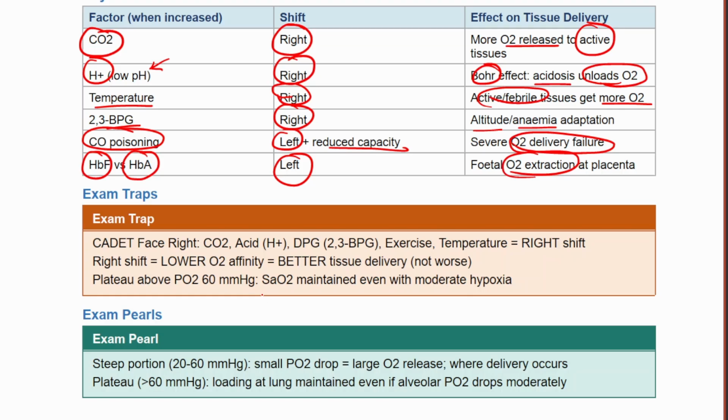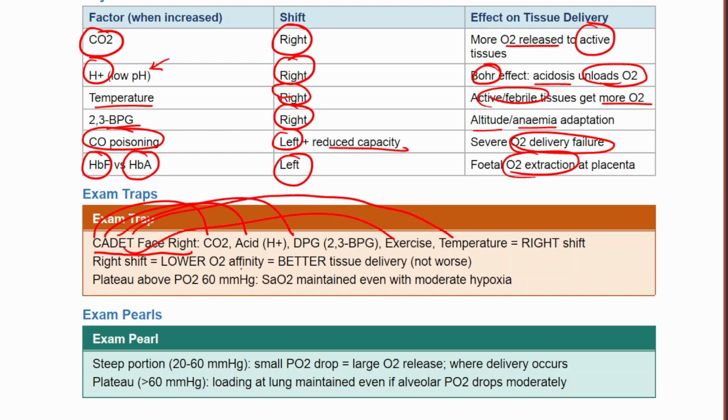When navigating high-yield exam traps, use these exact rules to keep your points safe. Remember the right shifting factors. Instantly use the classic memory hook, CADET, face right. This stands for C, carbon dioxide, A, acid, D, 2,3-BPG, T, temperature, E for exercise.